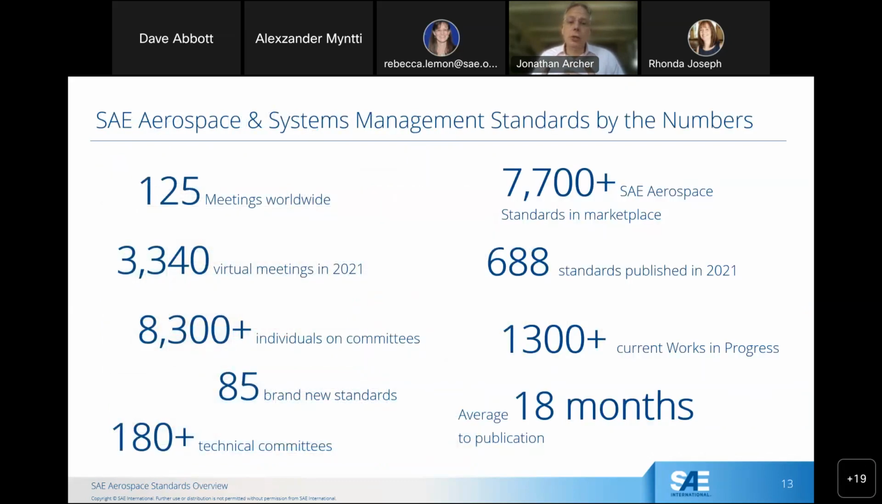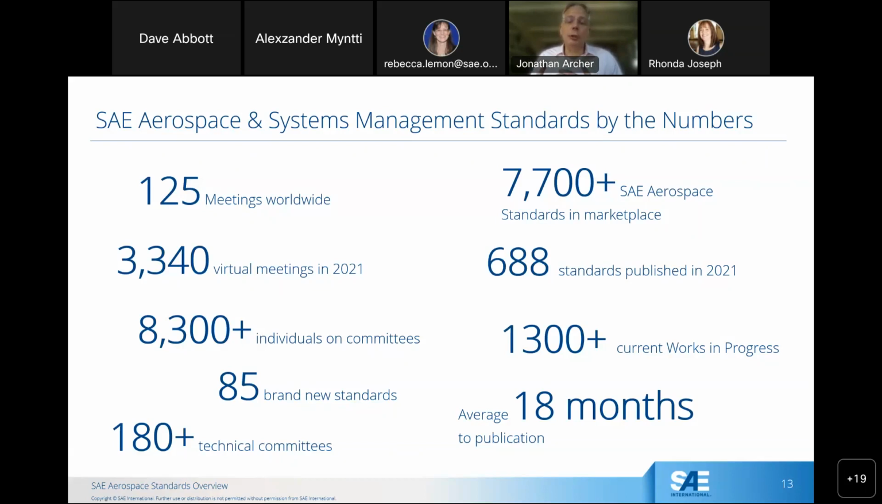So from a metrics perspective, on average, but specifically last year, we had 125 meetings worldwide. They're basically in-person meetings, which is significantly down from the many hundreds of meetings we typically have in normal operating times. COVID has clearly had a significant impact. So although in-person meetings were down, virtual meetings were up to over 3,000 in 2021. That engaged over 8,000 individuals supporting those committees, which generated 85 brand new standards, not revisions, brand new standards.